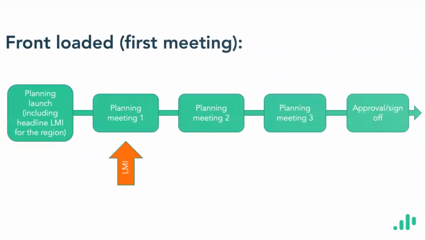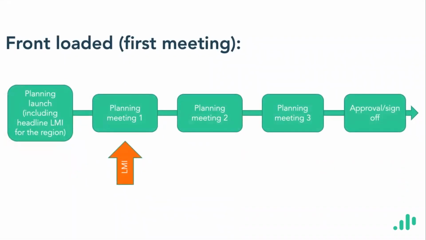The second model is where the LMI is considered in the first planning meeting. So the preparation work would have been done before, clearly, but then it's actually considered at the first meeting, which from experience tends to be either with the executive team or with at least probably somebody at deputy principal level.